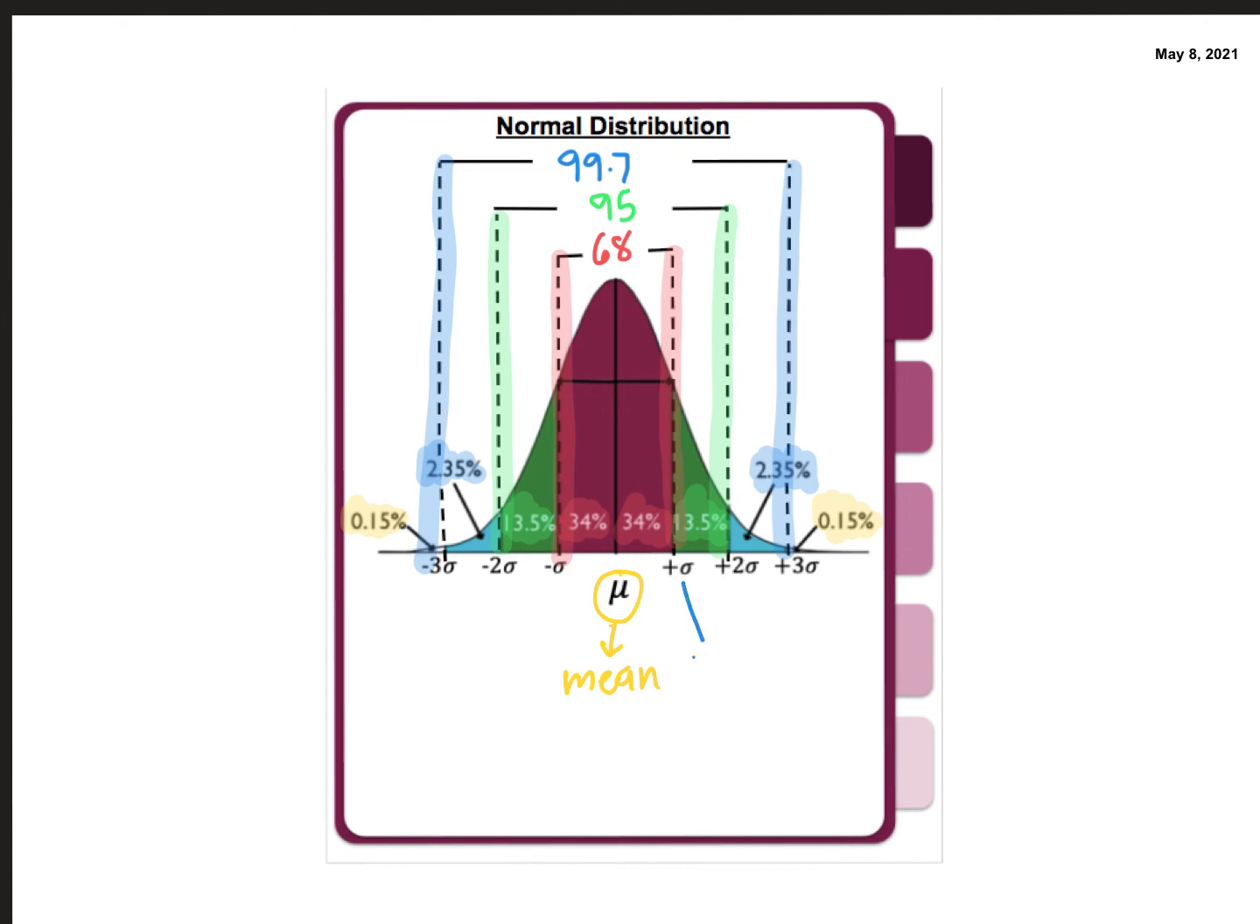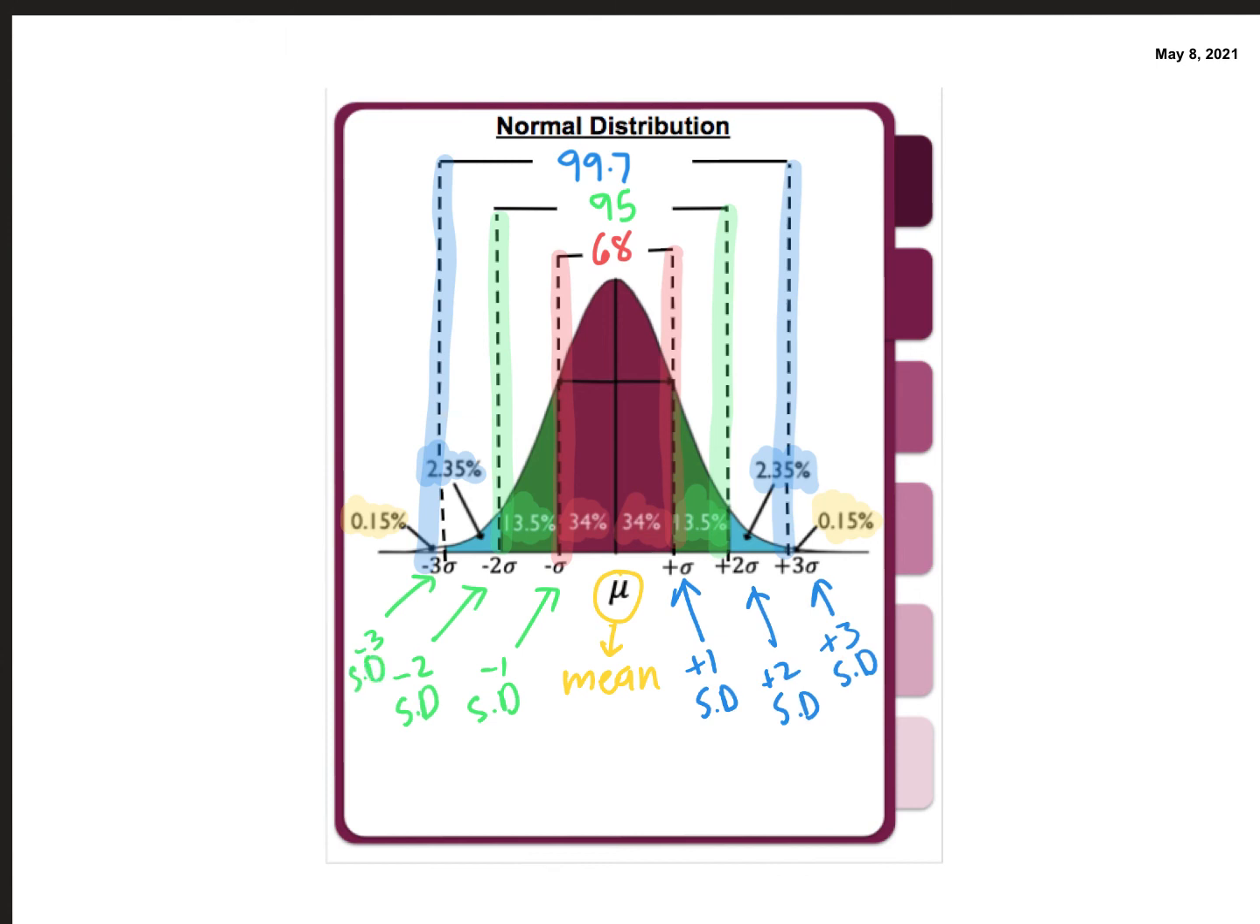So this one is telling me we're doing +1 standard deviation. This one we're doing +2 standard deviations. And this one we're doing +3 standard deviations. On the opposite side, you're doing the same thing but subtracting. So we will have -1 standard deviation, -2 standard deviations, and -3 standard deviations.